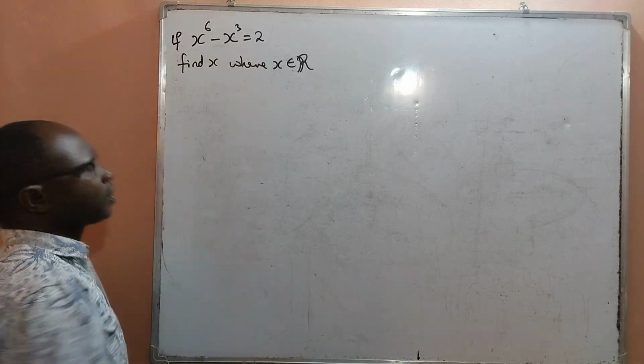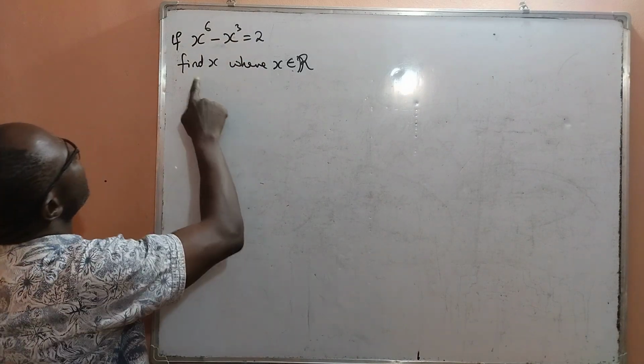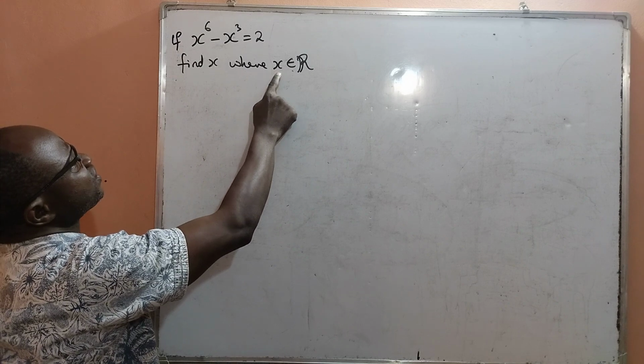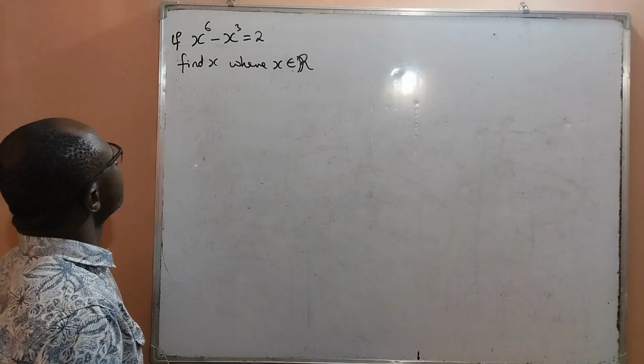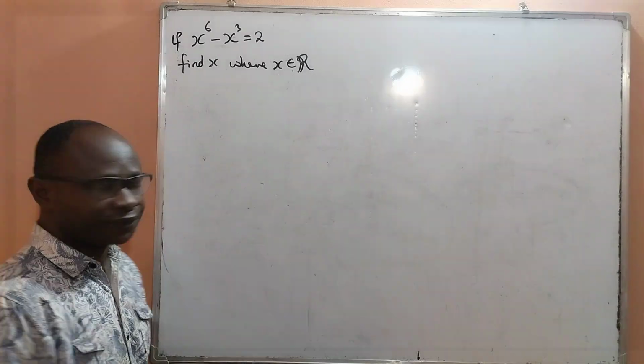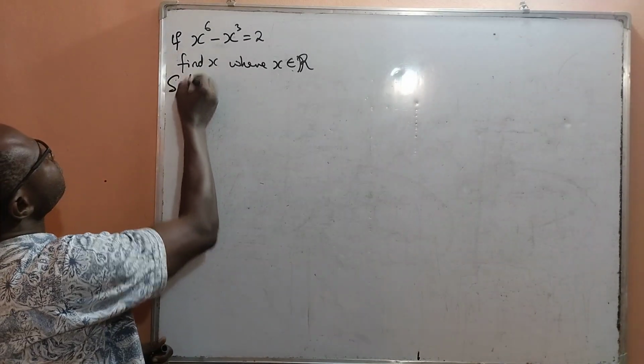power 3 is equal to 2. Then find the value of x, where x is an element of the real numbers, where x is real. Let us solve. Solution.